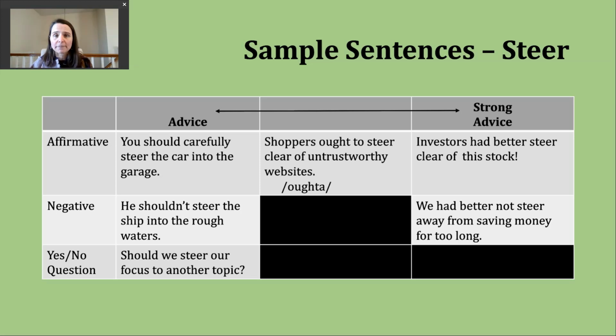Okay. Our third way to give advice is to use had better and then our base verb. And this is in the affirmative, right? When we use this, had better and our base verb, it's considered to be very strong advice. And many times we are suggesting that there will be consequences if we do not take this advice, or something bad will happen. An example sentence here: investors had better steer clear of this stock.